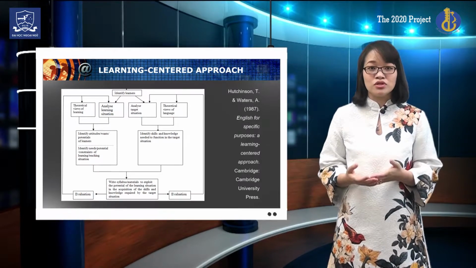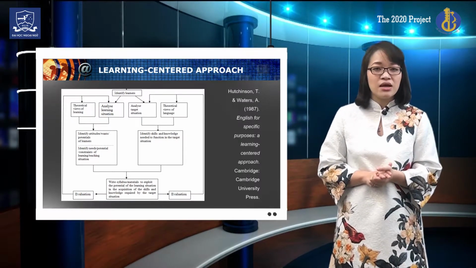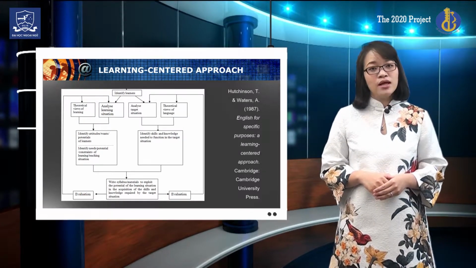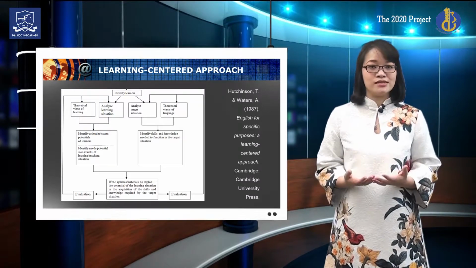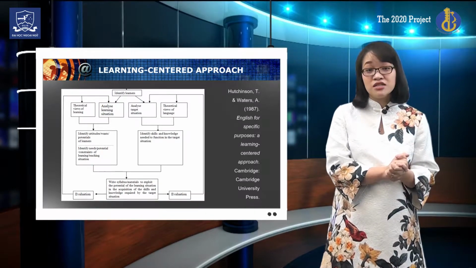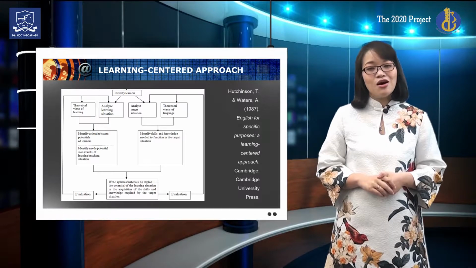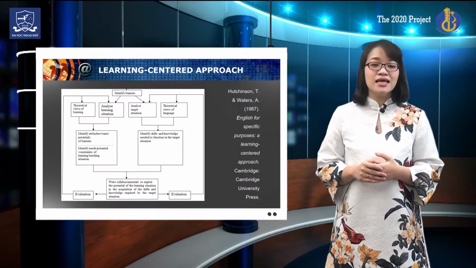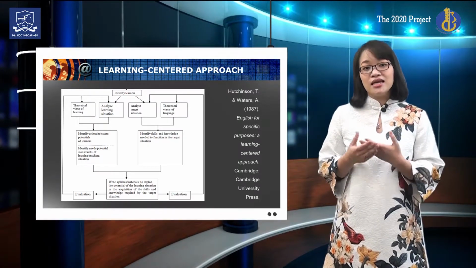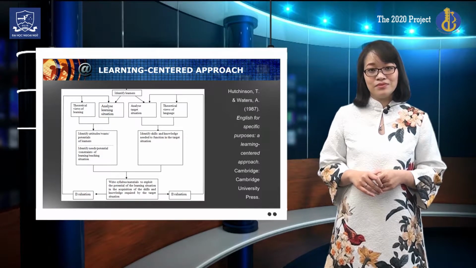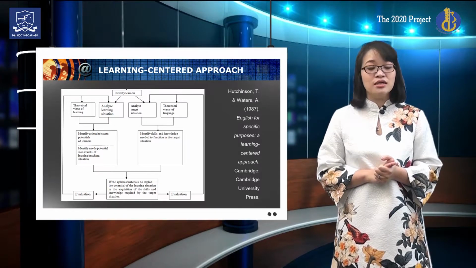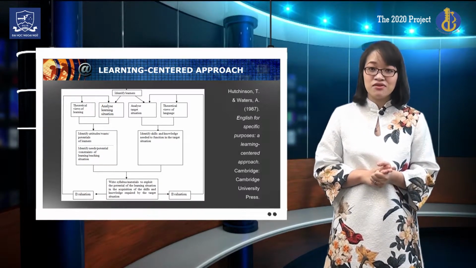Hutchinson and Waters argued that too much attention was given to language needed in the language-centered and skill-based approaches. Therefore, the learning-centered approach is proposed to convey learners from the starting point to the target situation after being identified. Learners' needs are approached from 2 directions, namely target needs in analyzing the target situation and learning needs in analyzing the learning situation.